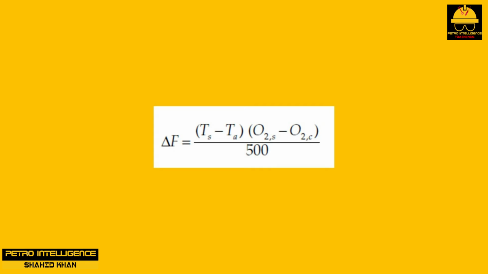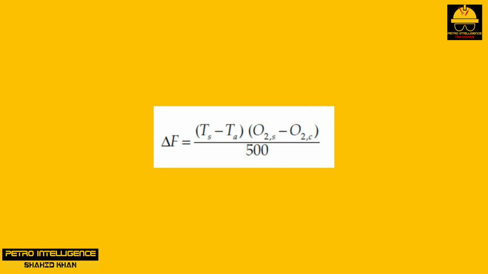Ts equals stack temperature, degrees F. Ta equals ambient temperature, degrees F. O2S equals percent oxygen, O2, in stack. O2C equals percent oxygen in combustion zone, that is, just below the shock tubes at the inlet to the convective section.